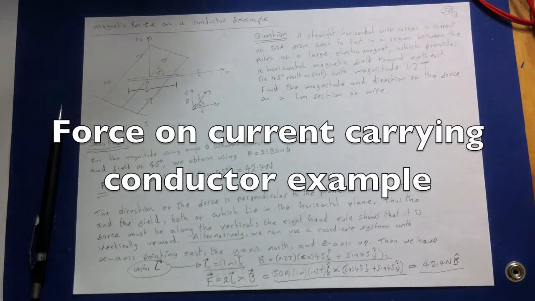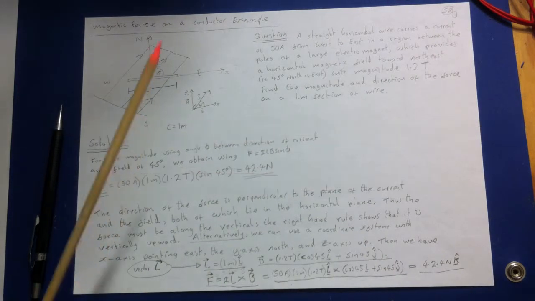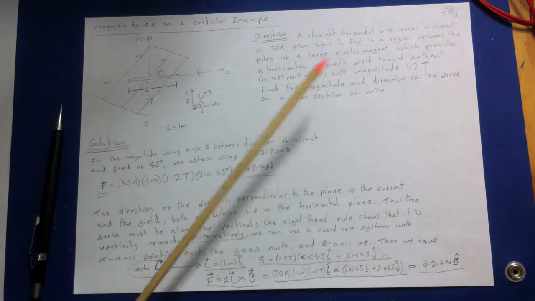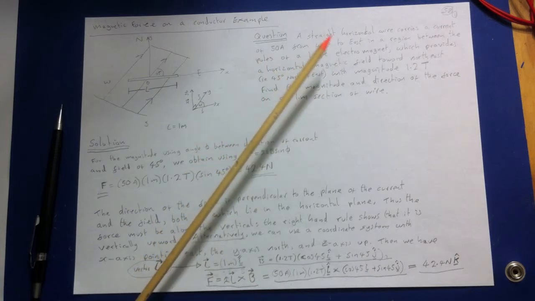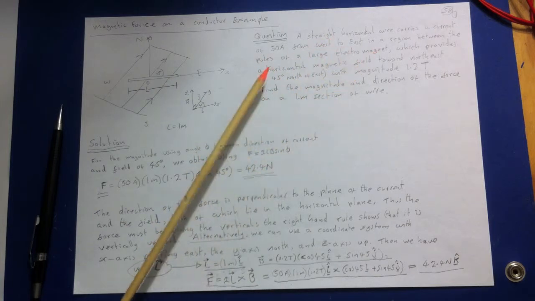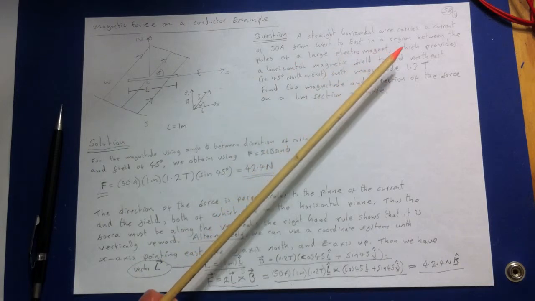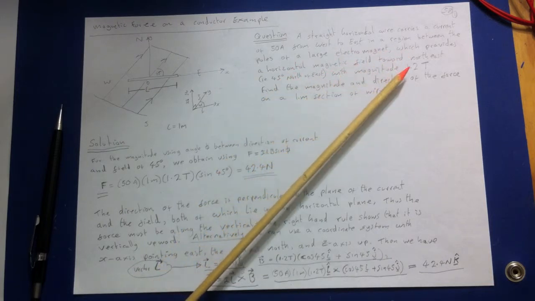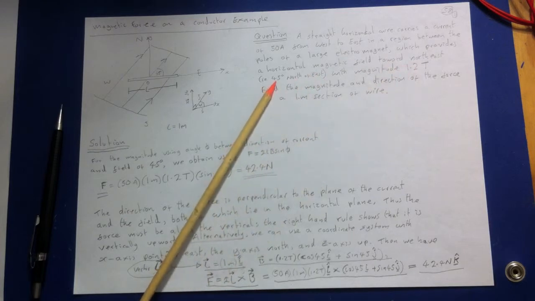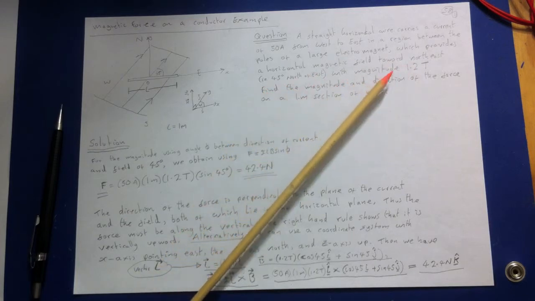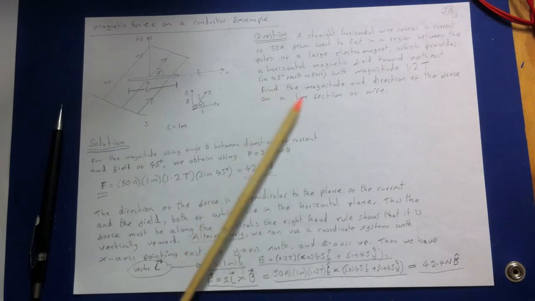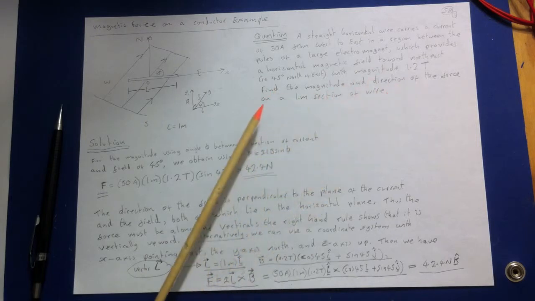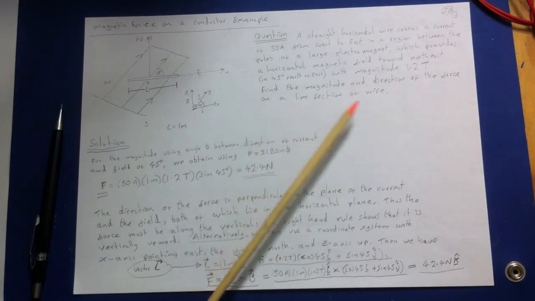Here's an example question. A straight horizontal wire carries a current of 50 amps from west to east in a region between the poles of a large electromagnet, which provides a horizontal magnetic field towards the northeast, 45 degrees north of east, with magnitude 1.2 Tesla. Find the magnitude and direction of the force on a 1 meter section of wire.